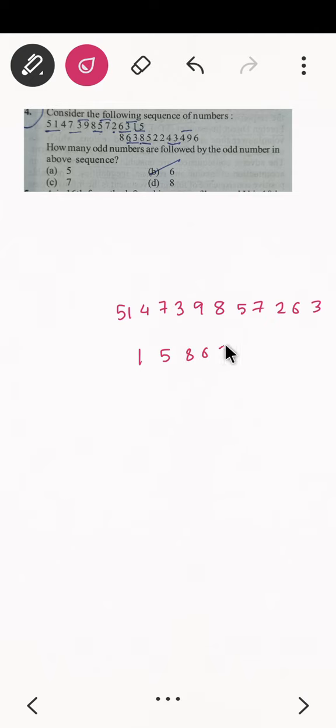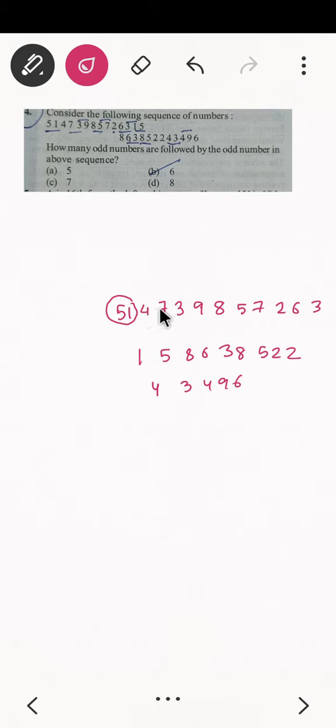8 6 3 8 5 2 2 4 3 4 9 6. So the question is to find where an odd number is followed by an odd number. So first, 5 1, both are odd, so that is the first pair. Next, overlapping: 1 and 4, 1 is odd and 4 is even, so it will not be overlapping.